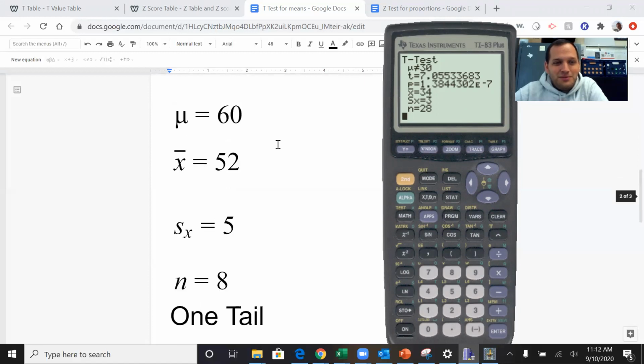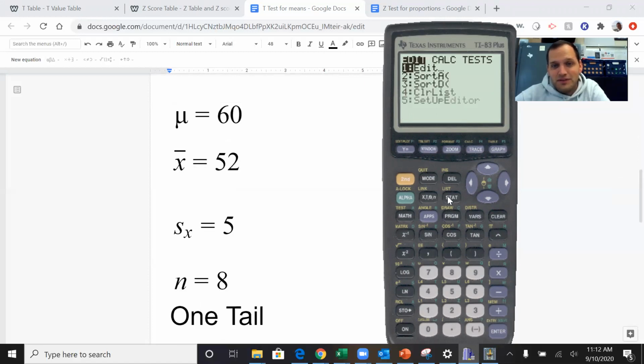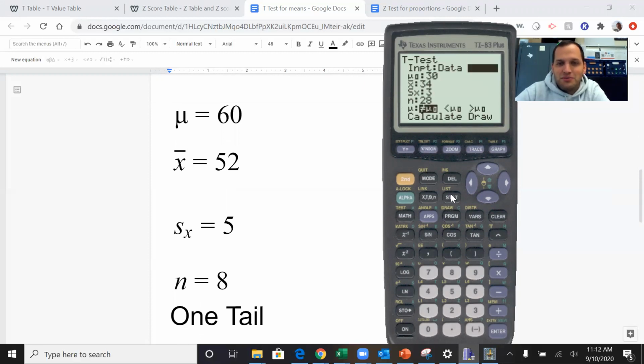Let's try it with this one. 52 is obviously less than 60. So let's go to statistics. I'm going to come over to tests. We're doing a t-test, which is number 2. We're doing statistics. We've got 60. We have 52. We've got 5 and 8.